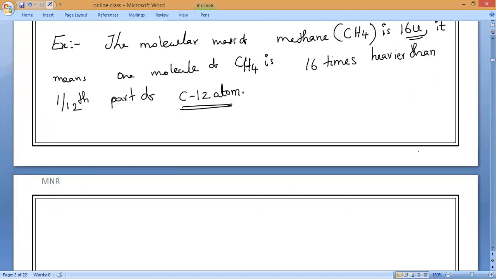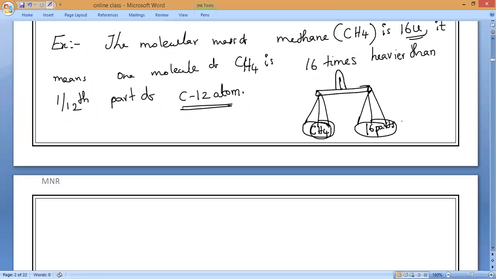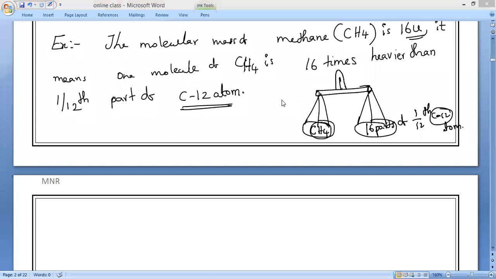Now, imagine a beam balance. If I keep one molecule of CH4 on one side, how many parts of carbon-12 do we have to keep on the other side? 16 parts. 16 parts of 1/12 carbon-12 atom we have to keep. Is it okay, guys? Are you clear, everybody?